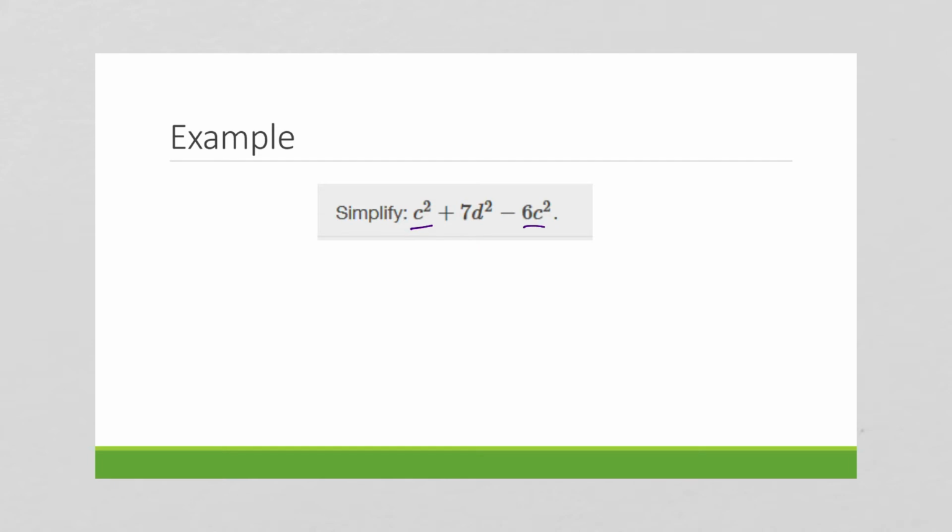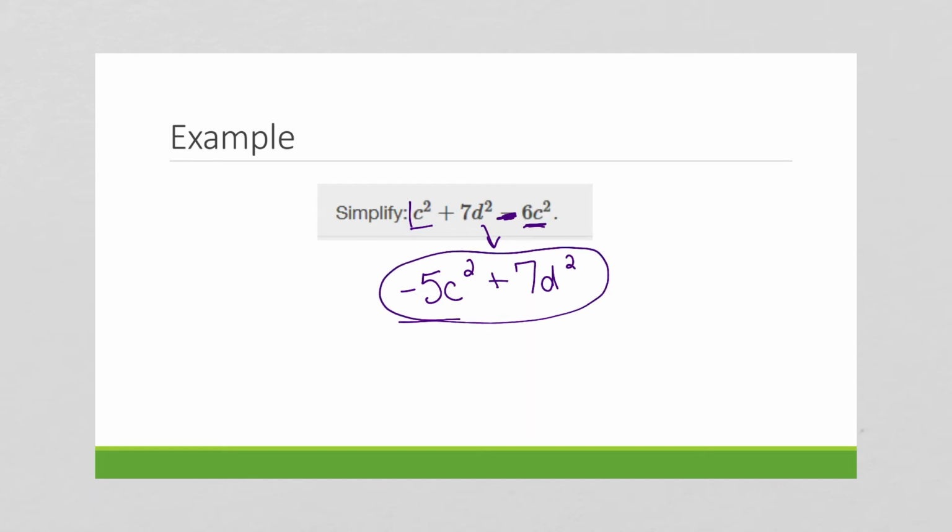So we've got a 1c squared minus a 6c squared. So what is 1c squared minus 6c squared? Negative 5c squared. And then I've got to just write this because it doesn't have anything to combine with. So this right here is our final answer. I know you're probably looking at this going, doesn't look very simplified to me, but it kind of is. We went from 3 terms to 2. So yeah, we did simplify it some. Sometimes that's the best you can do.